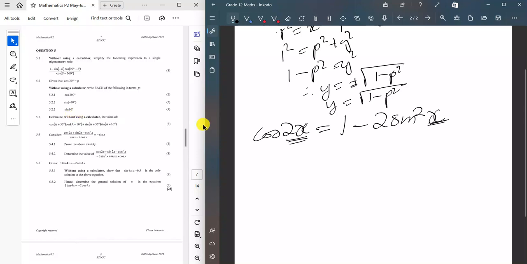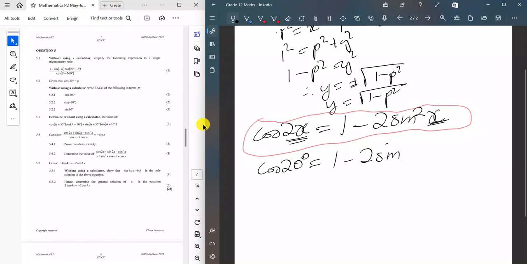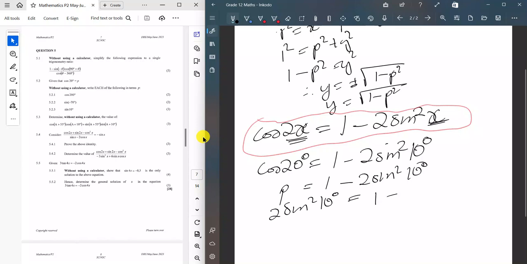So to answer this question, this is just what I need you to know. So we will say, hear me out, cos 20 degrees is equal to 1 minus 2 sine squared 10 degrees. What is cos 20 degrees? Cos 20 degrees is p. That's what they said. Whenever you see cos 20 degrees, you see p. So p equals 1 minus this guy here. Isn't it, guys? So what do we have? We have 2 sine squared 10 degrees equals 1 minus p.